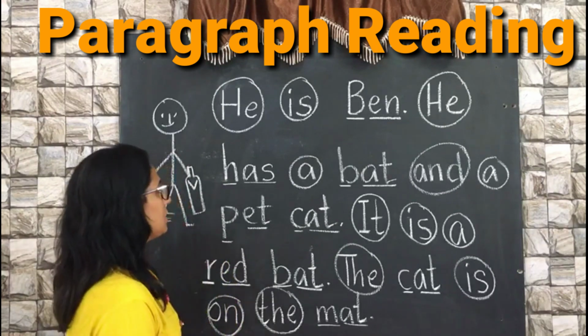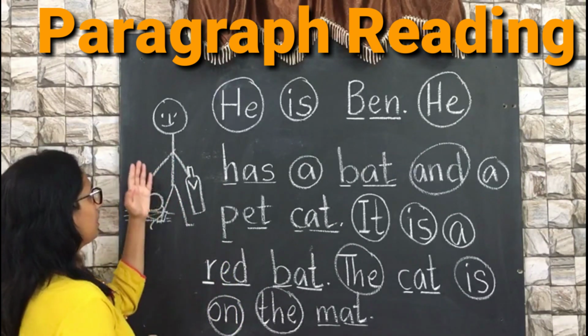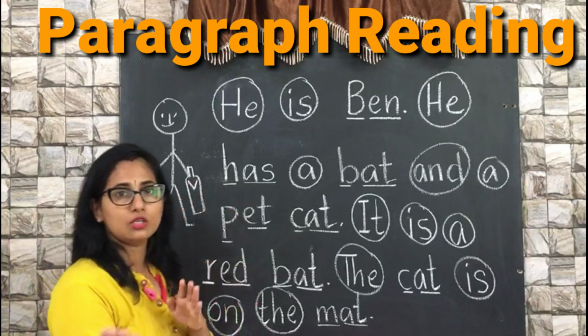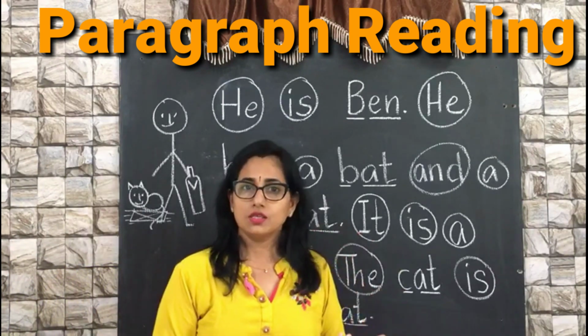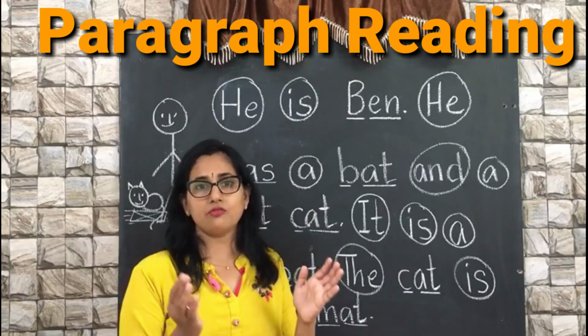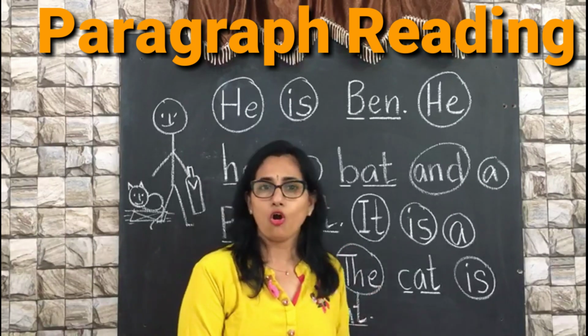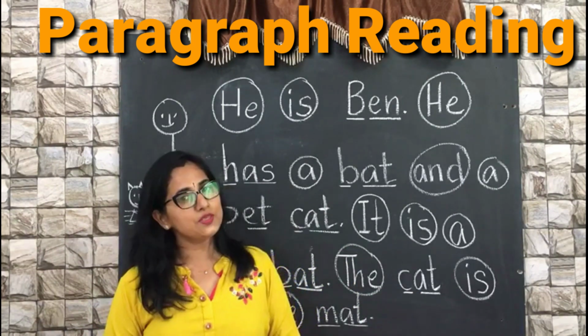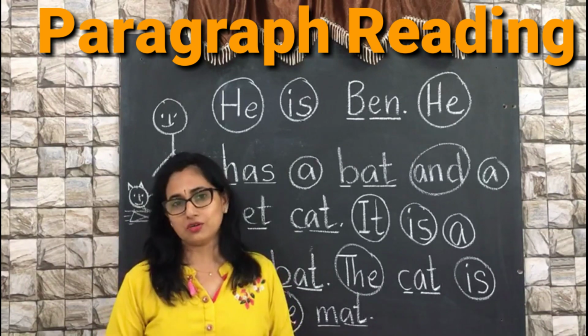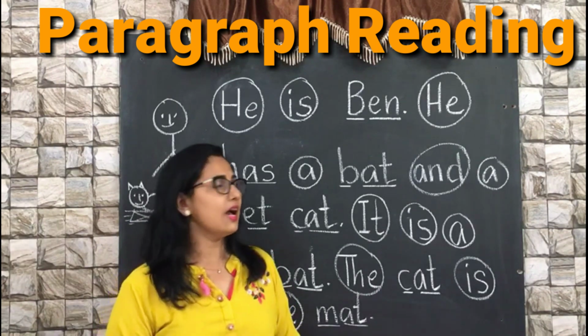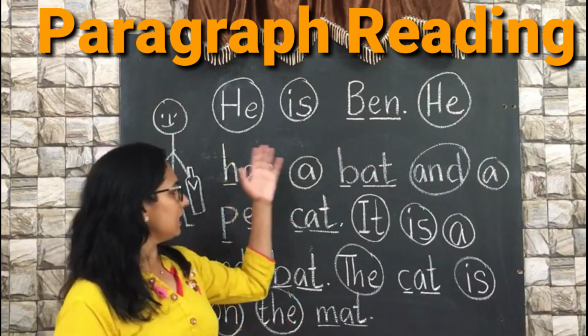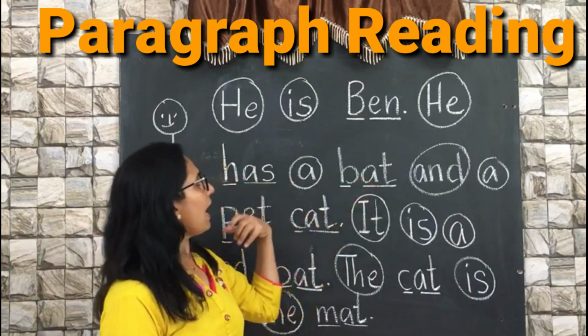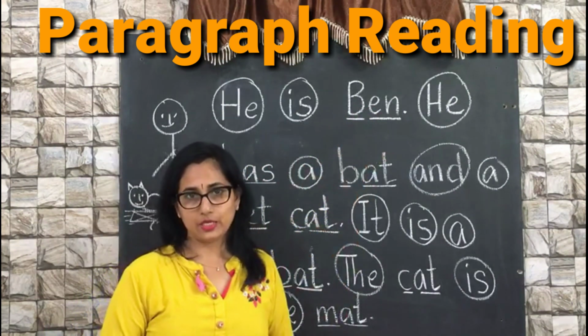You can even change the pictures, like he or she, or use some other things, or you can even make paragraphs using their favorite toy and their favorite play items. So friends, I hope this video is useful for you to make your child read a paragraph using the E vowel, A vowel and some of the sight words.